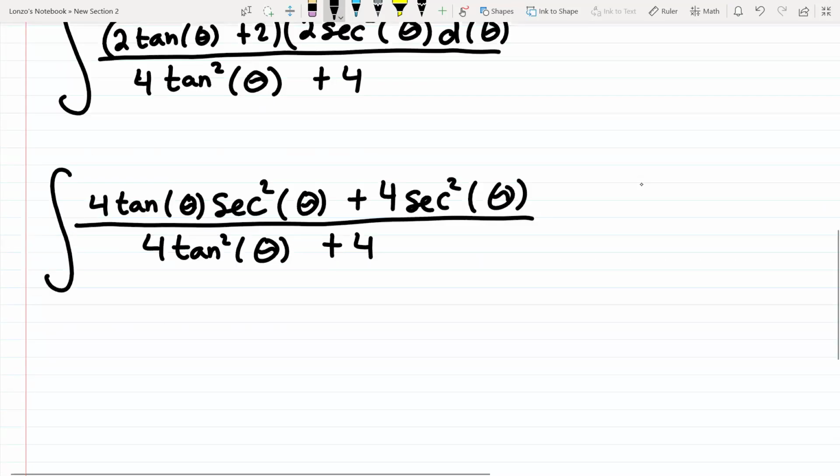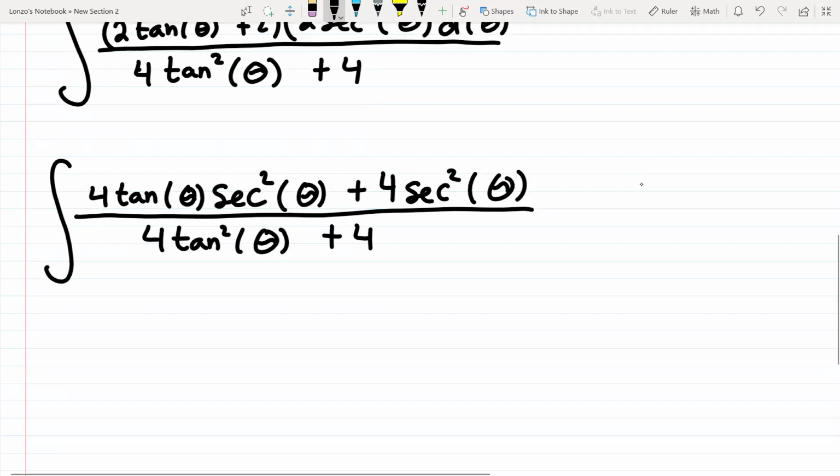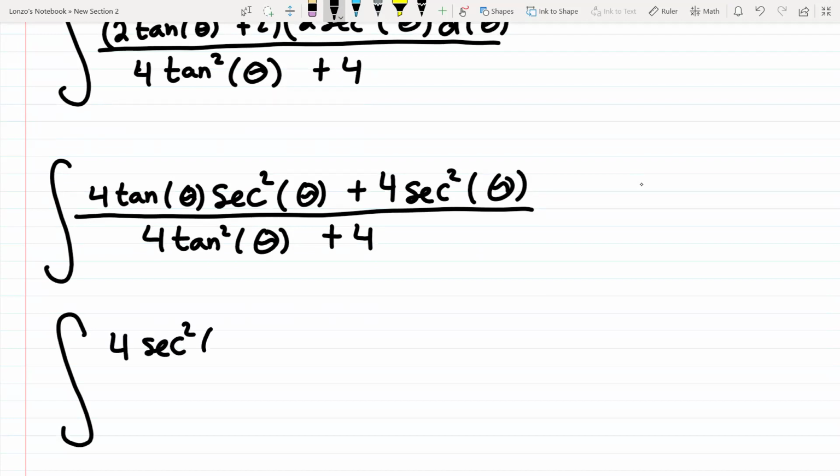Is there anything else we could do? I guess we could start factoring and canceling. On the top, what can we take out? We could take out a 4, and I believe we could take out a secant squared theta. Let me take that out. I'm going to factor out a 4 secant squared theta. Then you're missing a tan theta on the top, and then a plus 1.